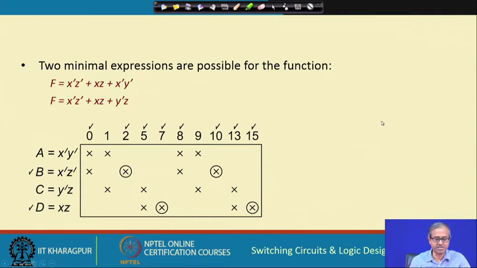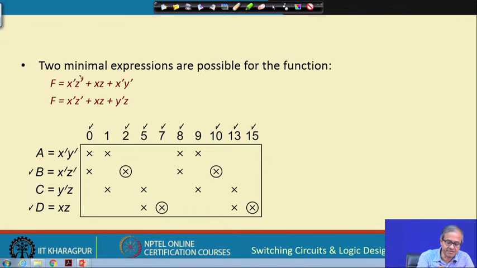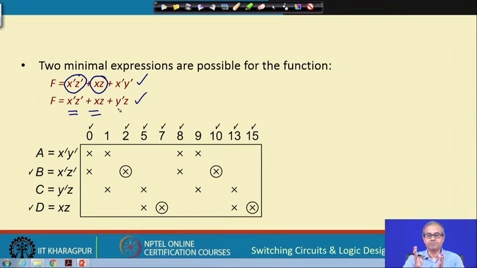So, in this example, as I said, there are two minimal expressions possible. B and D are mandatory. So, this corresponds to B, this corresponds to D. Here also I have B, here also I have D, and I can include either A or C. So, there are two possible minimum expressions for this particular function. Okay. This is how we proceed with the tabular method.